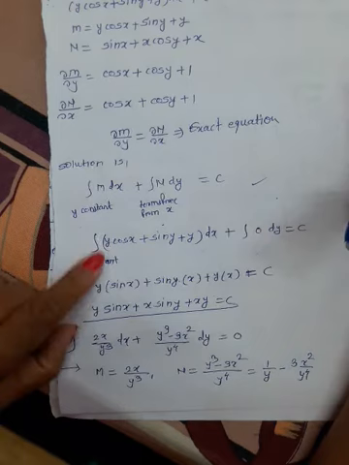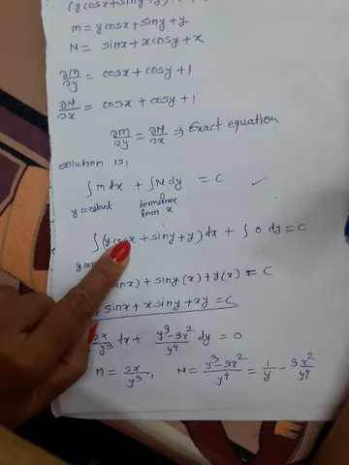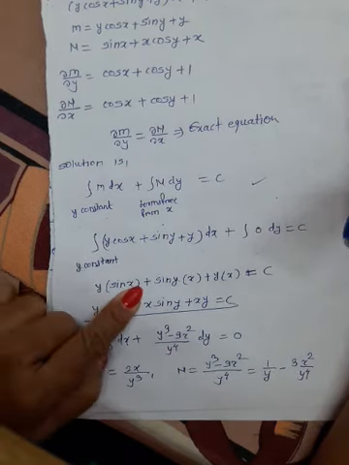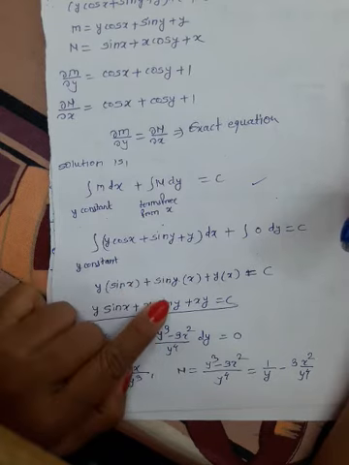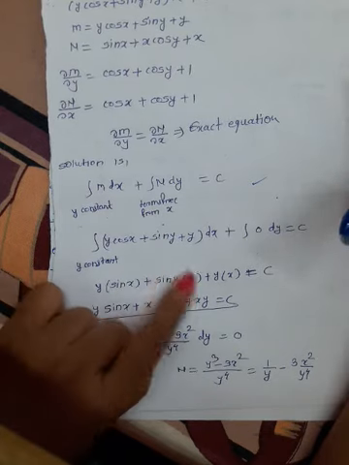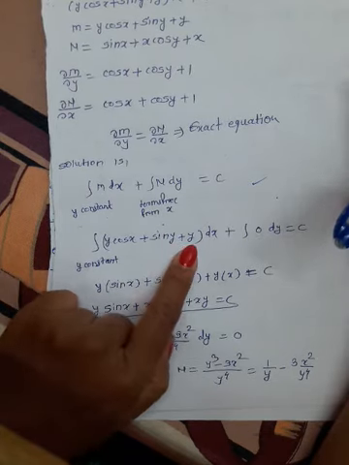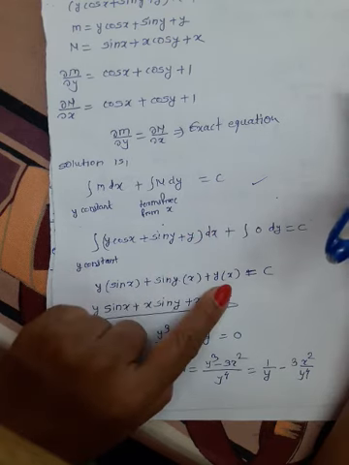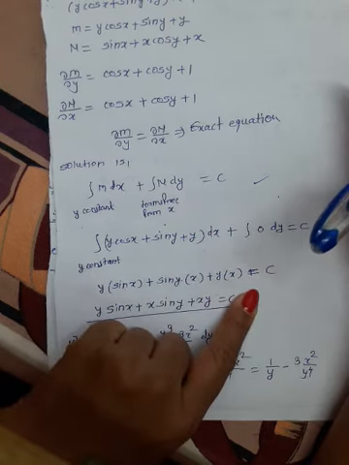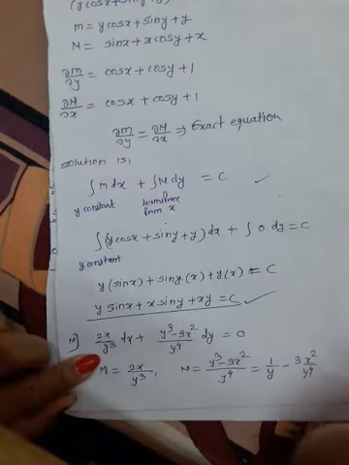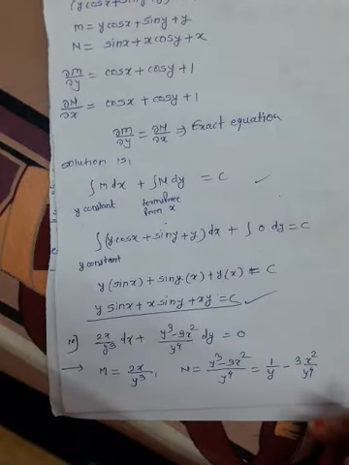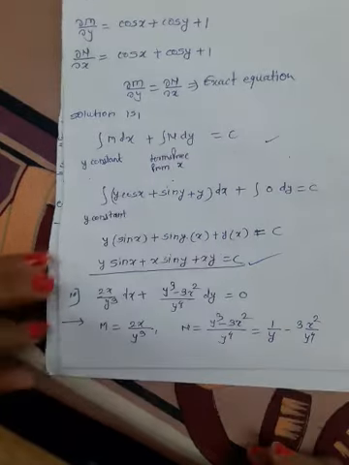Now y constant, take outside, cos x integration is sin x, plus again y constant, sin y is a constant, take outside, integration of 1 is x. Again y constant, take y outside, integration of 1 is x, is equal to c. Therefore solution is this. Now let us see next example.